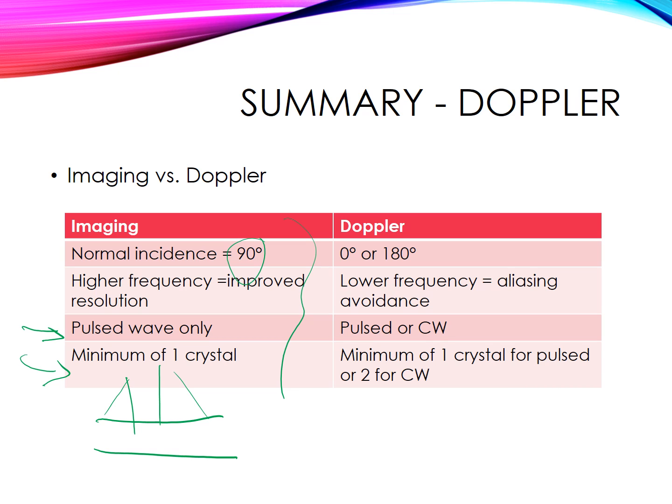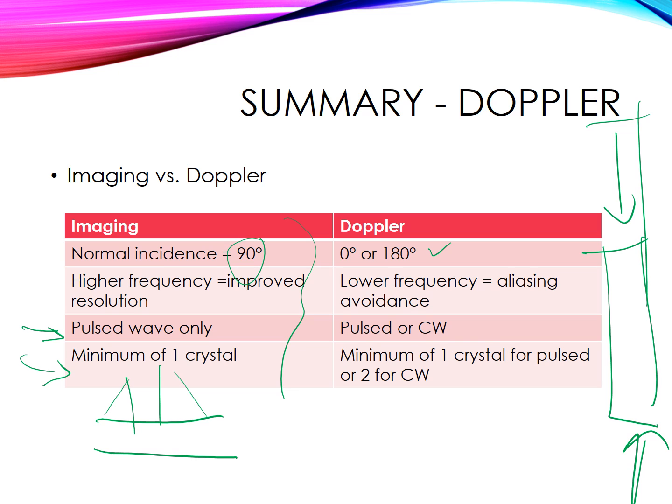The other side of that, though, is Doppler. The best that we can do is to come in at that 0 or 180-degree incidence. We want to be parallel to the sound beam that's coming in. We also want to use lower frequencies when we're Dopplering because that helps to avoid aliasing. Doppler can be done in pulsed or continuous wave modes. And then we need a minimum of 1 crystal for our pulse transducers or a minimum of 2 crystals for our continuous wave transducers.